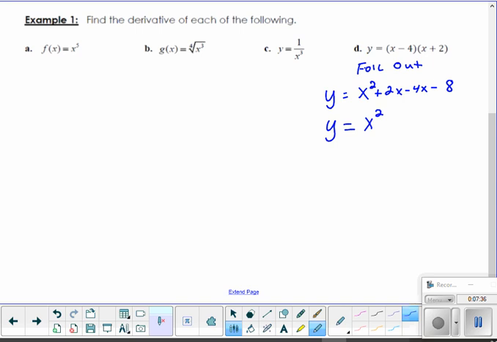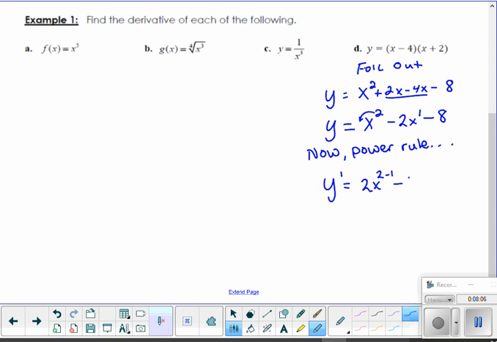On the right-hand side, let's pull our middle two terms together. And we have minus 8 and a minus 2x. Now, power rule it. We have a nice polynomial. This will be easy, won't it? We get y prime. Remember, the power comes down, 2x, and then reduce it by 1. And this one, the power comes down, negative 2, x to the 1 minus 1, that's going to zero out. And then the derivative of a constant, well, that is 0.